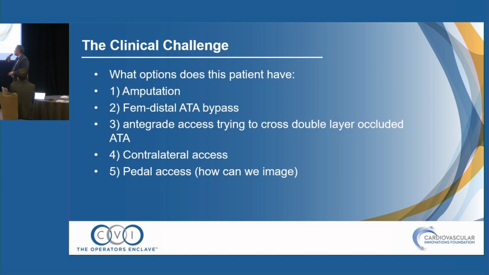So what about bypass? Actually, for bypass, he didn't have a good target because his AT was occluded and only reconstituted at the ankle. So the surgeon thought it's not a good option. Antegrade access from the ipsilateral side and try to cross the double layer occluded AT, or maybe open the PT. Contralateral access, remember he had 2 complications in the right groin recently requiring surgical intervention, or pedal access.